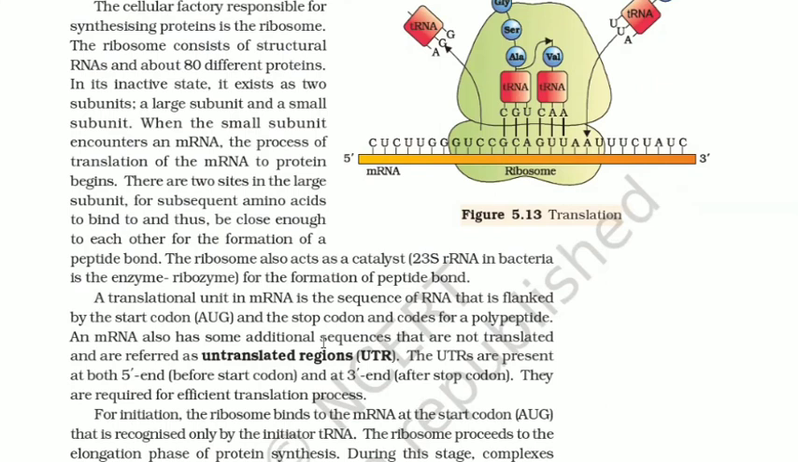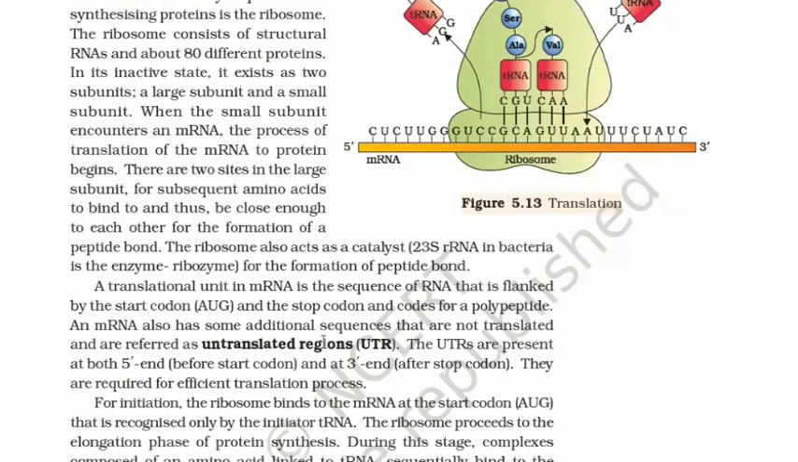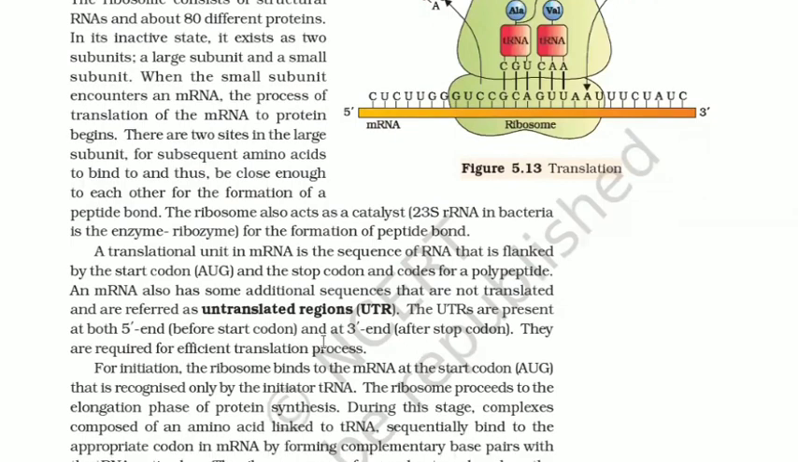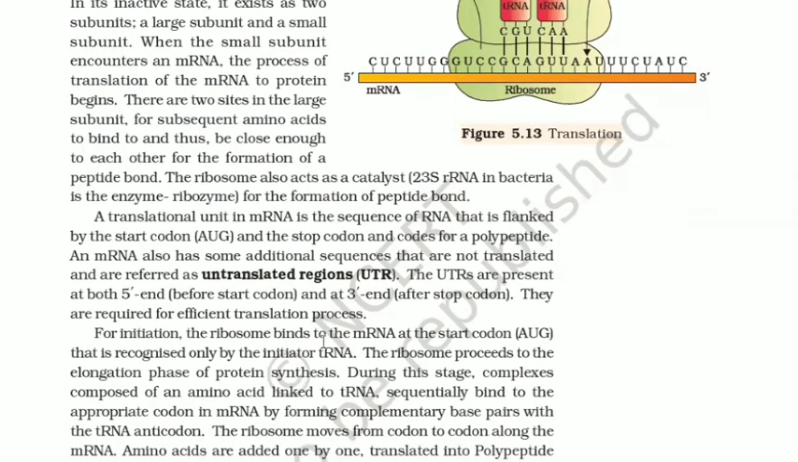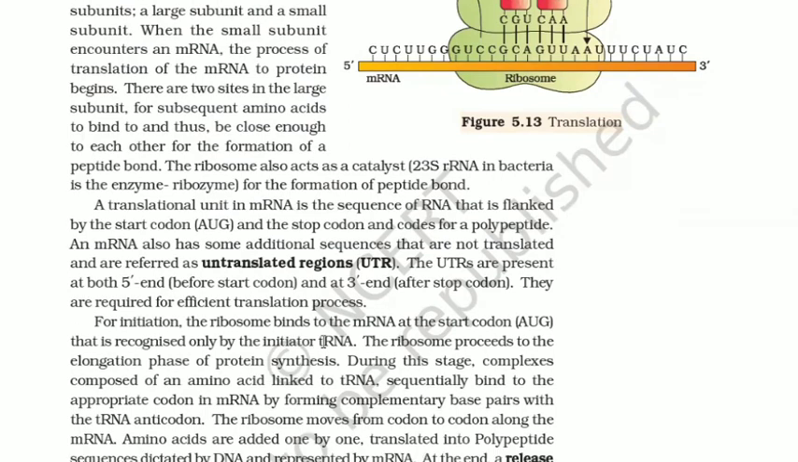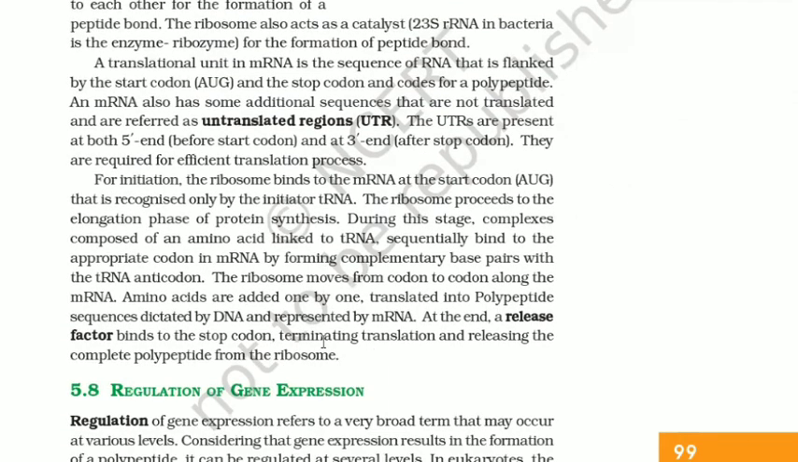There are two sites in the large subunit for subsequent amino acids to bind to and thus be close enough to each other for formation of a peptide bond. The ribosome also acts as a catalyst for the formation of the peptide bond. A translational unit in mRNA is the sequence of RNA that is flanked by the start codon, that is AUG, and the stop codon, and codes for a polypeptide. An mRNA also has some additional sequences that are not translated and are referred to as untranslated regions. The UTRs are present at both the 5' end and the 3' end. They are required for efficient translation process.